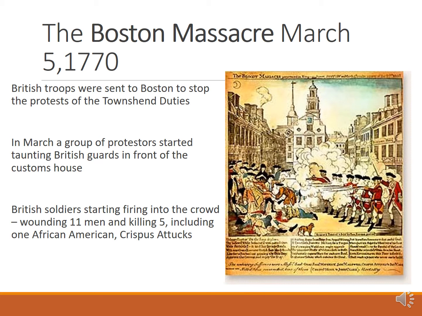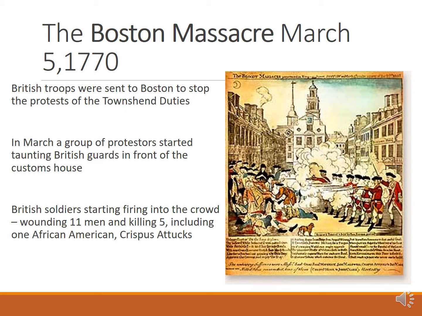As they're there, obviously they're armed. There's a military presence on the street, and tensions start to rise. And in March of 1770, a group of protesters start to taunt some of the British guards that were in front of the customs house, guarding the customs house. And basically, an altercation takes place. The protesters are yelling names at the British soldiers, and they're throwing snowballs at the British soldiers.